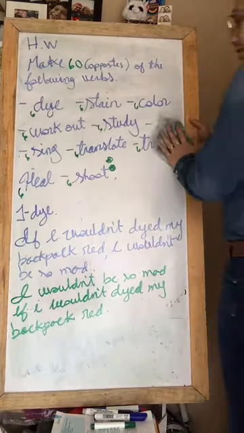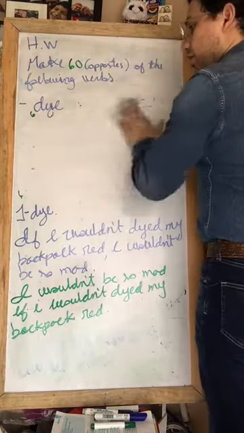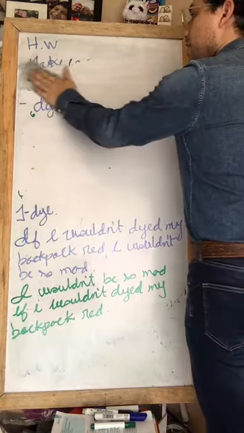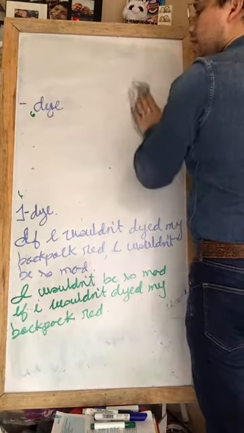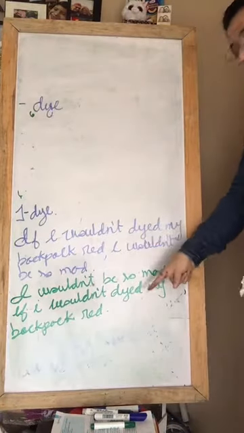Okay, so we have the first, and then if you need to copy this, you can pause it and copy it. Those are the words that you are going to use. So you are going to make 6 sentences with each one of those words. So we have 2 already.